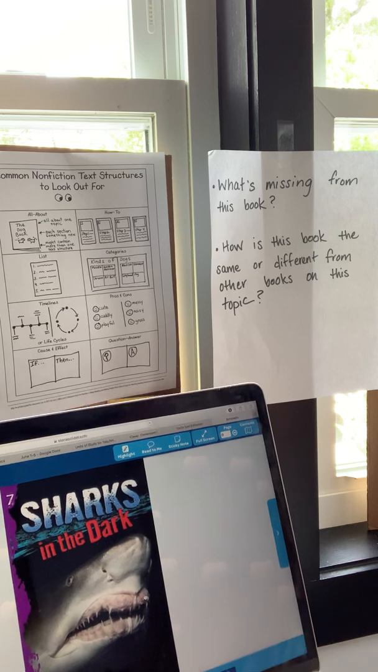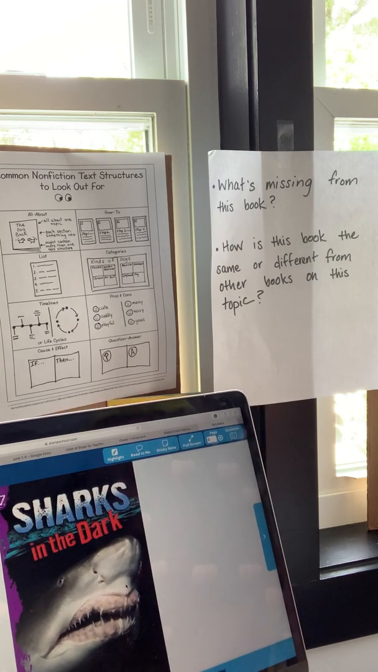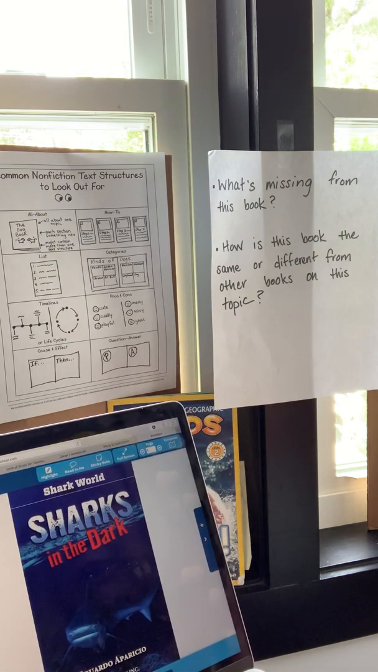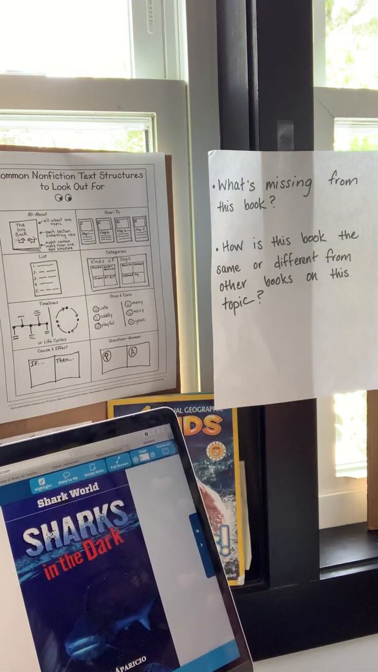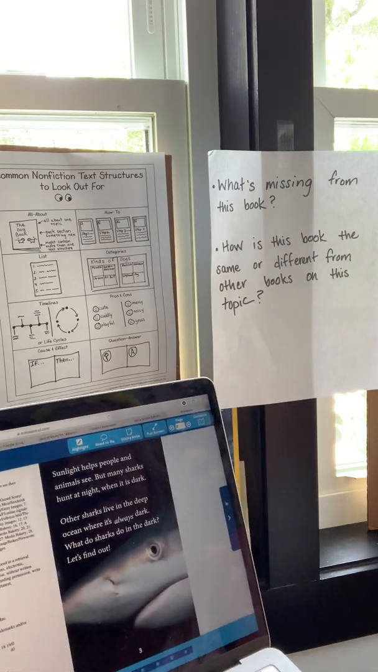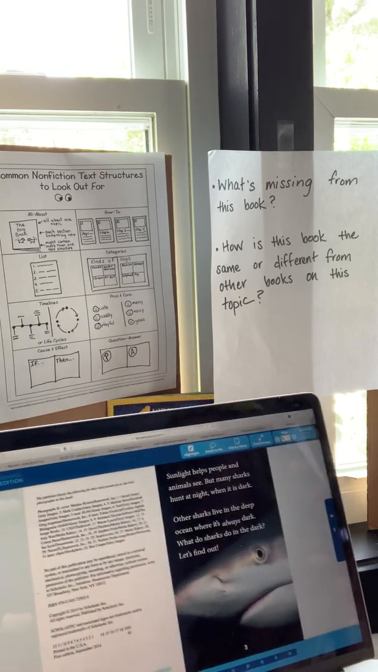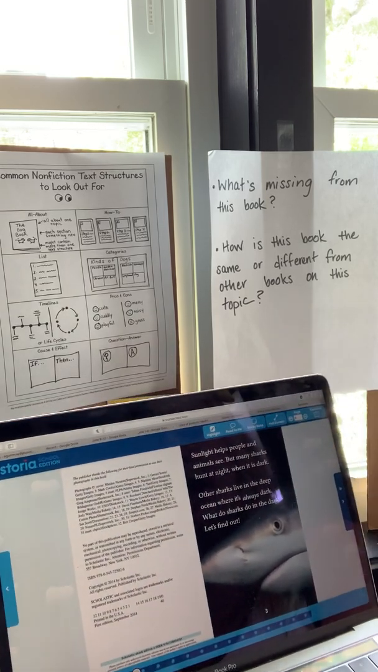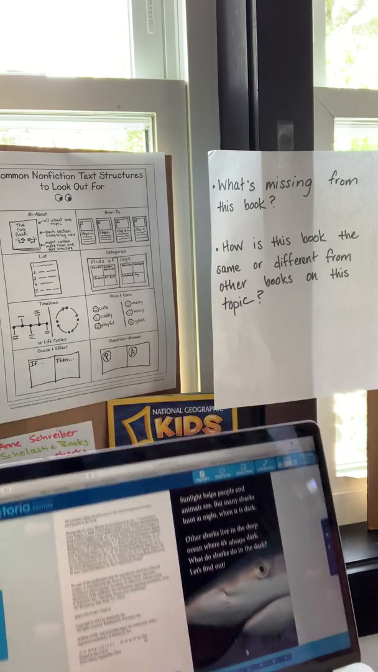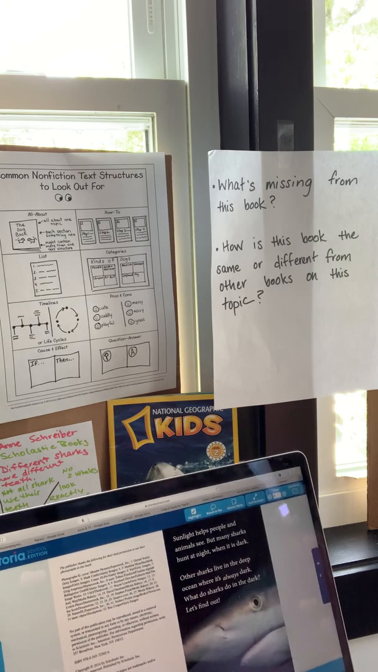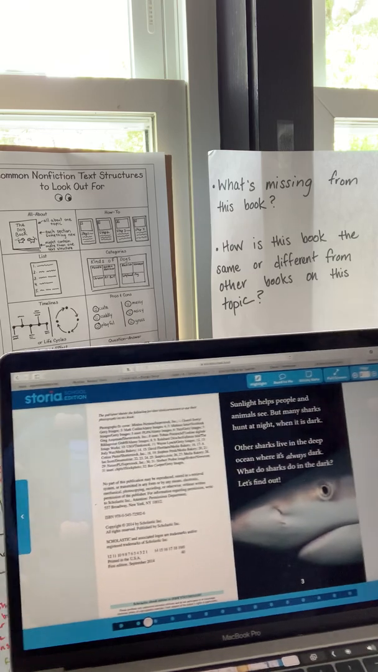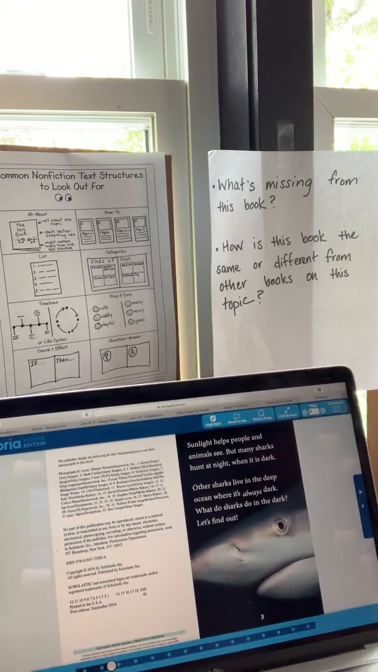So today I picked this nonfiction book called Sharks in the Dark, and this book is by Eduardo Aparicio. As we read, we really want to think about the main ideas in each section. And what we'll do is we'll compare and contrast what's in the various sections with the books that we already read, Sharks by Anne Schreiber and Sharks by Ellen Northcutt. But the other thing you can be thinking about as you read is, is there anything missing from the book as we read?